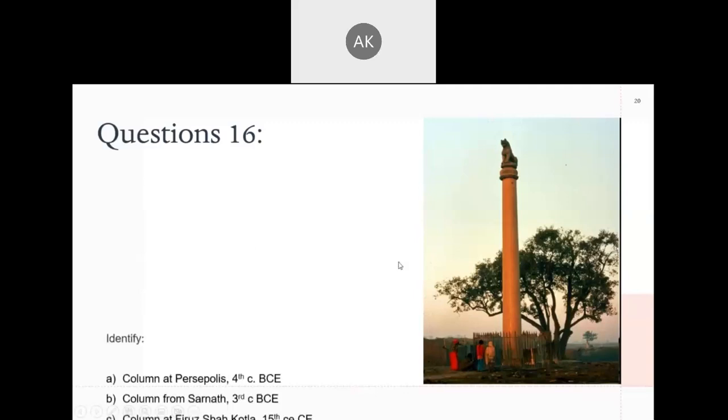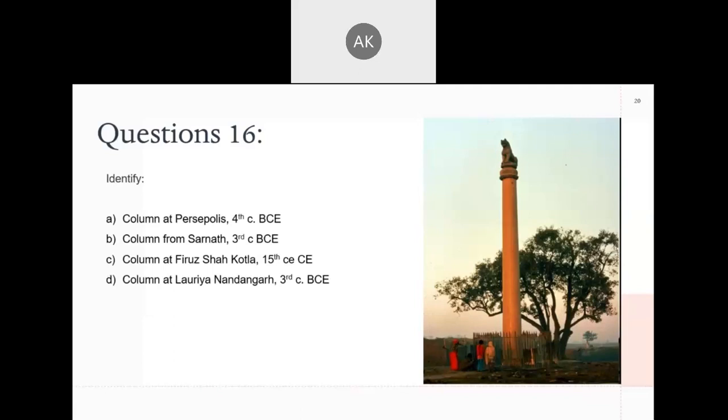Okay, let me come to the options. The options are the column at Persepolis of the 4th century BCE, the column from Sarnath of the 3rd century BCE, the column at Firoz Shah Kotla of the 15th century CE, or the column at Lauria Nandangarh of the 3rd century BCE. Let me give a hint. Actually, it belonged to Bihar. This is a freestanding Ashokan pillar in some place in Bihar state of India. So now it is very easy for you to answer.